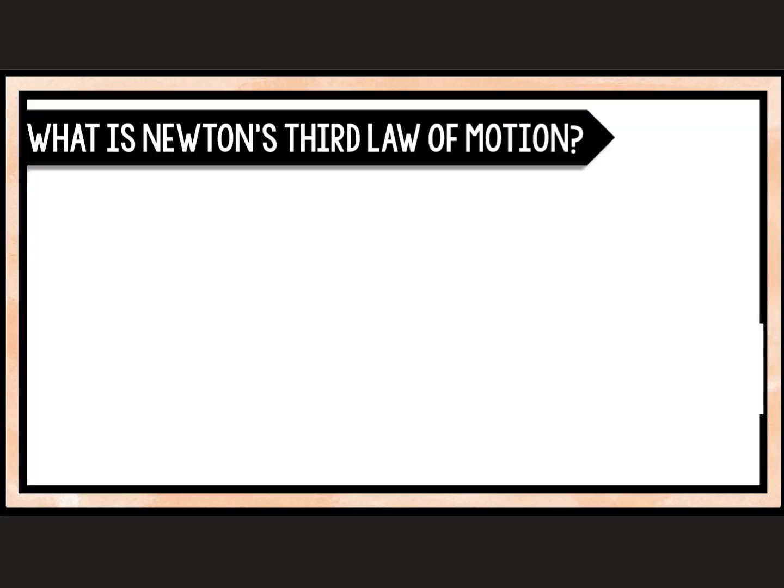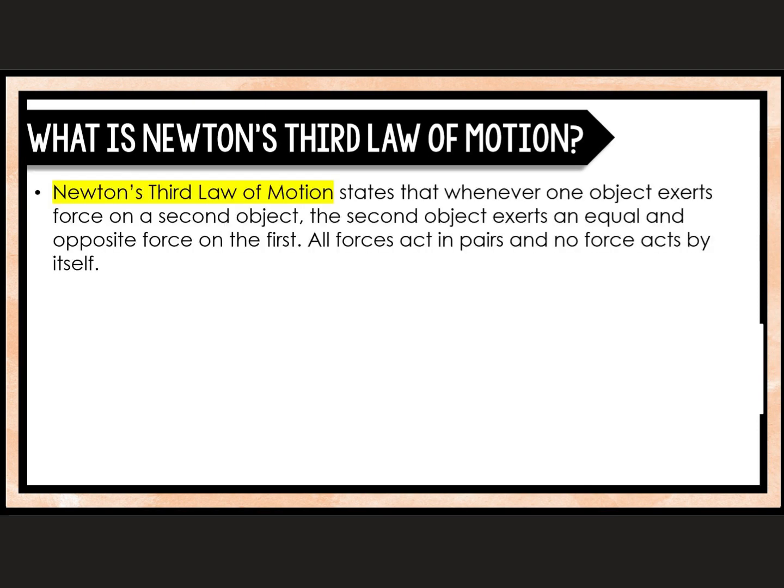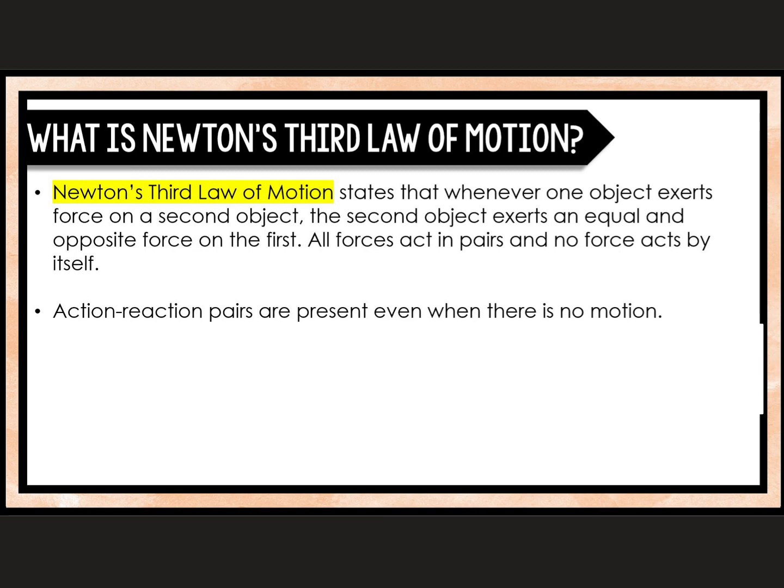Next, we want to know what is Newton's third law of motion. Newton's third law of motion states that whenever one object exerts a force on a second object, the second object exerts an equal yet opposite force on the first. That means that all forces act in pairs, and no force can act by itself. Action-reaction pairs are present even when there is no motion.